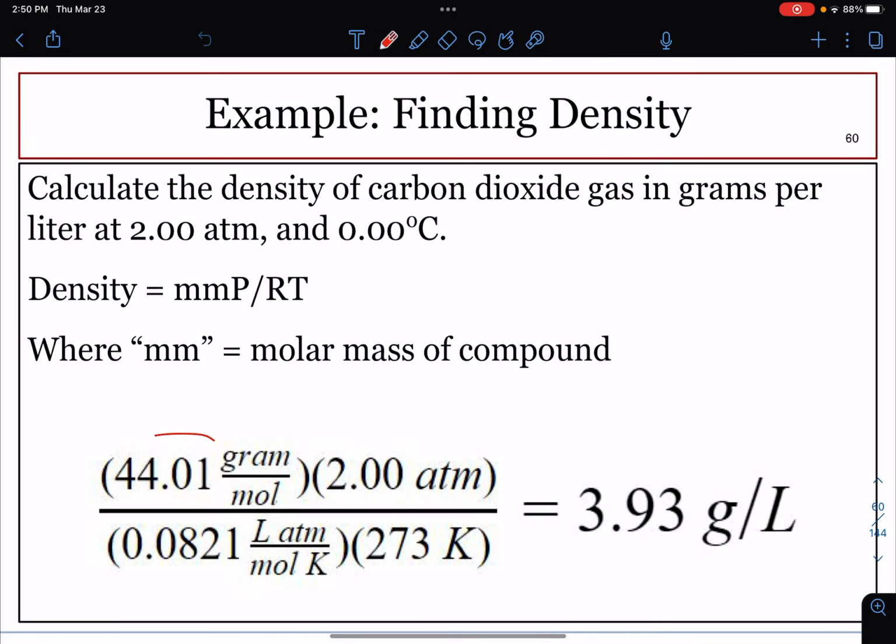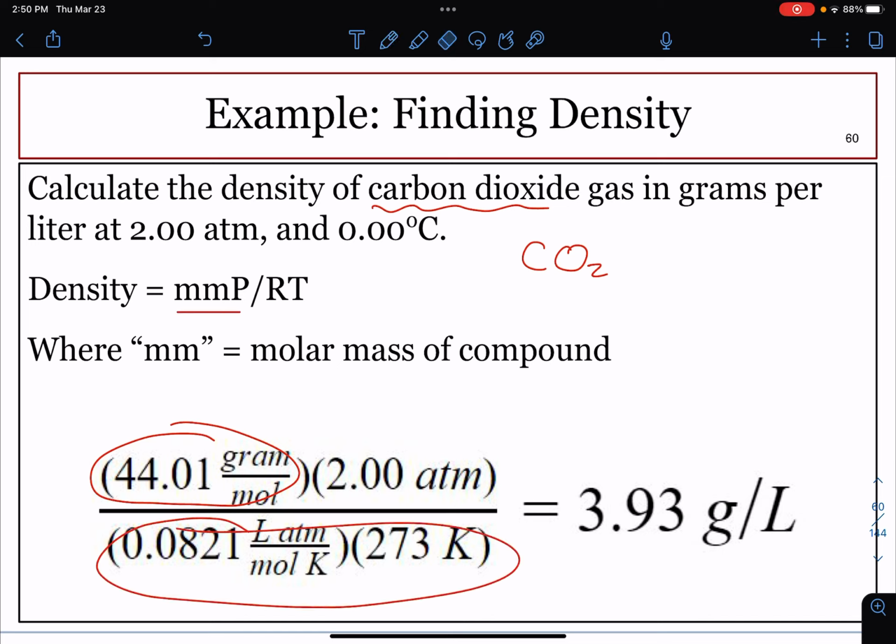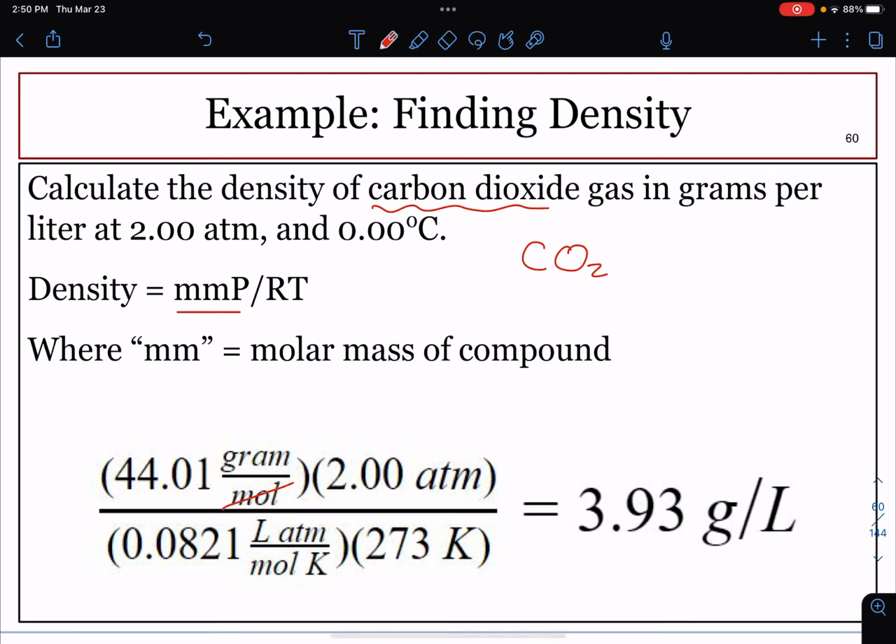Here we have the molar mass of carbon dioxide. Carbon dioxide here is CO2. So add up 1 carbon and 2 oxygens from the periodic table to get the molar mass of carbon dioxide. And then you have the pressure in the numerator as well. And then your R and your T value. So let's look at the units here. We're going to cancel moles. The atm gets canceled. The Kelvin is canceled. And we're left with grams in the numerator and liters in the denominator, which is mass over volume, which is great for density.